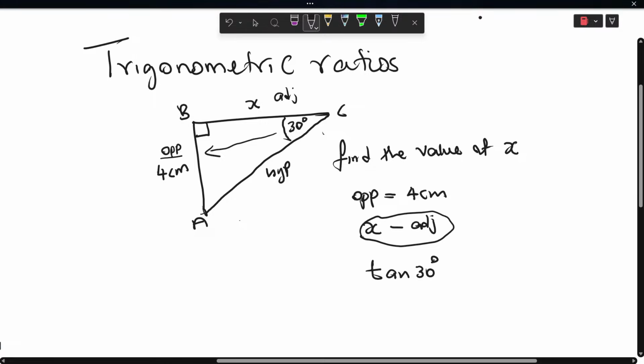Tan 30 degrees is equal to opposite over adjacent. And then how do I solve this? You cross multiply. So it will be tan 30 degrees times X is equal to 4. And then X will be 4 over tan 30 degrees. Then you press your calculator.